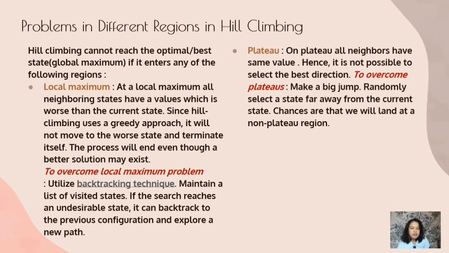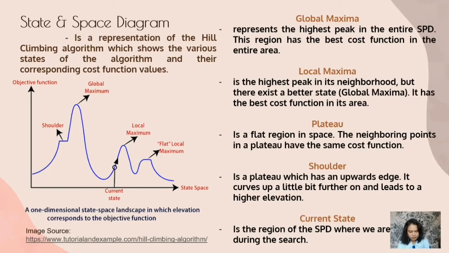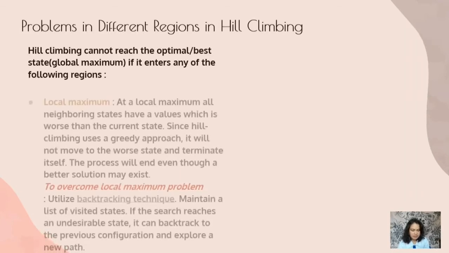So the second problem sa hill climbing is ang plateau. On a plateau, all neighbors have the same value. Hence, it is not possible to select the best direction. Sa plateau, both niya is mo adto man ka sa downwards. So ang algorithm is mangita man siya og mas better, which is ang higher. So wala man siya higher, mao nang problema siya sa hill climbing.